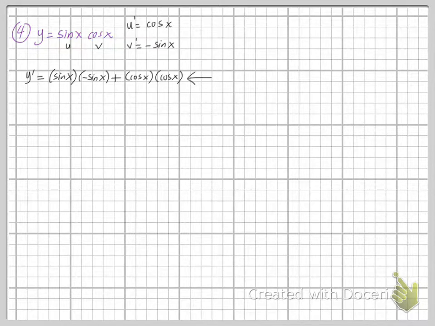So I'm just left with the simplification of this. A negative times a positive is a negative, sine times sine of x is sine squared of x, plus cosine of x multiplied by cosine of x is cosine squared of x, and that's it. This is the answer. This is the derivative of the function sine of x multiplied by cosine of x. I think that's everything for this example.